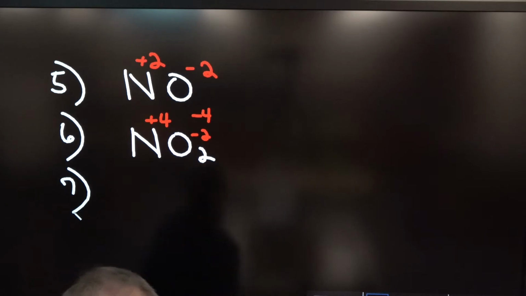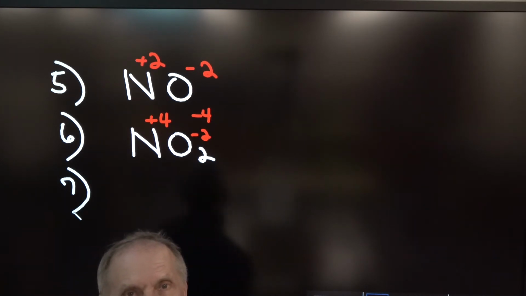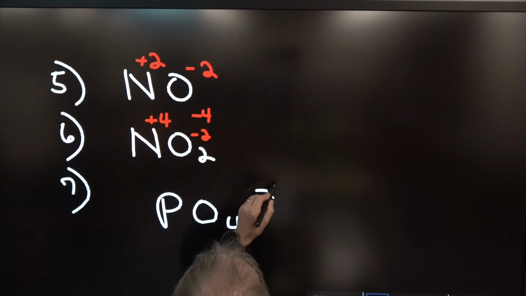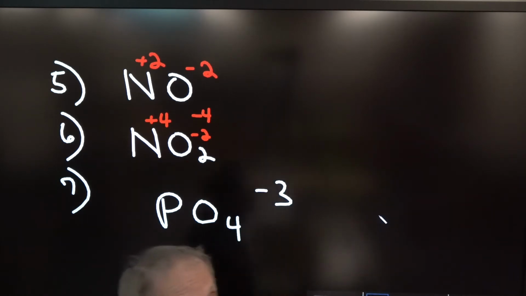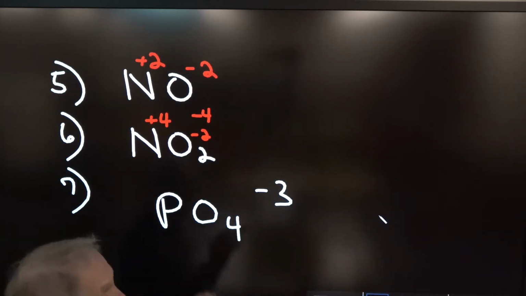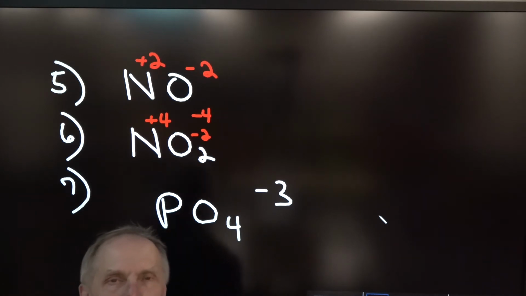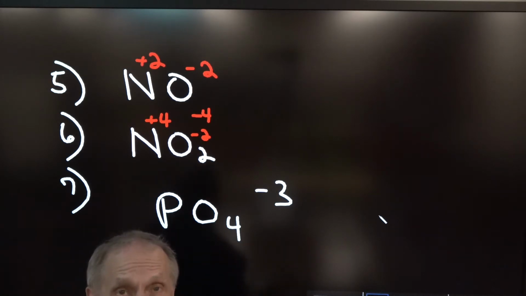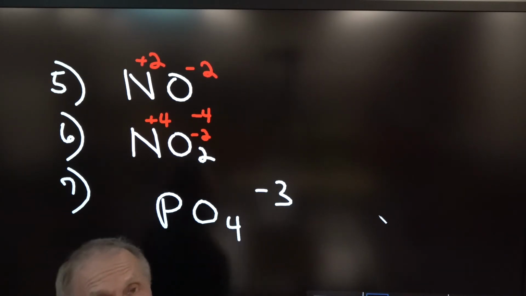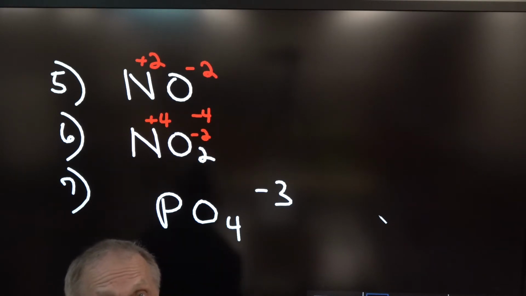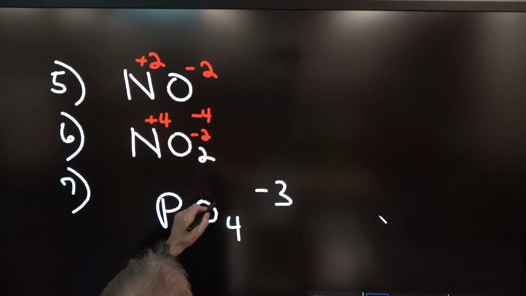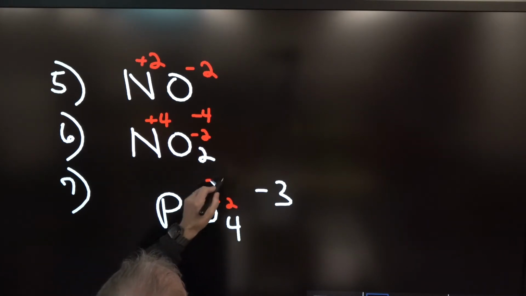Number 7. This is a polyatomic ion. So this is a little bit different than all the rest. PO4 minus 3. So why is this different? Because the charges will not add up to 0 like normal compounds. The charges, or the oxidation states, have to add up to whatever the charge is on the polyatomic ion. So we have P and we have O4. So O is a minus 2.